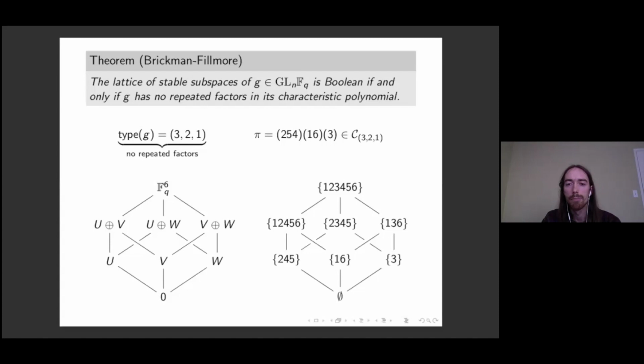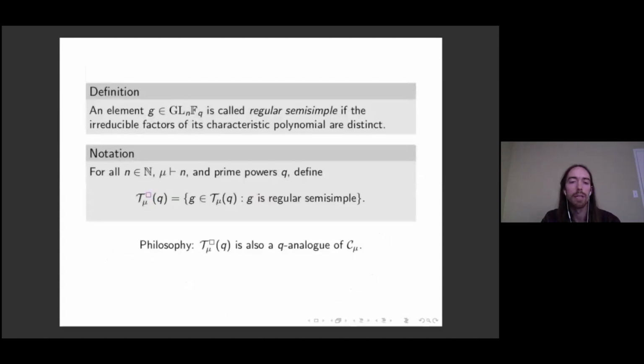Okay, where are we at here? All right, so I'm just going to give a name to this. This is called regular semi-simple, this property of having no repeated irreducible factors in the characteristic polynomial. Jason Fulman gave a nice combinatorial description, which is what I use to think about these in my paper. And because this condition corresponds to each polynomial showing up at most once in the characteristic polynomial, I'm going to use the superscript of a box. Oops. Oh, that's hilarious. It's not a checkbox.